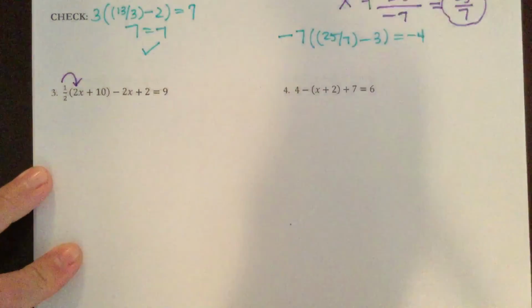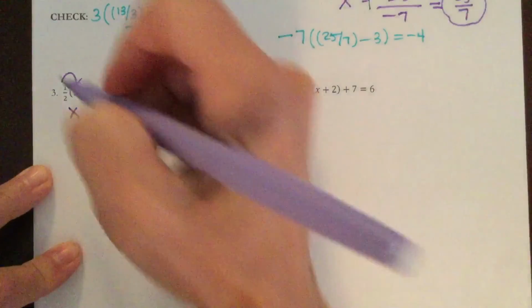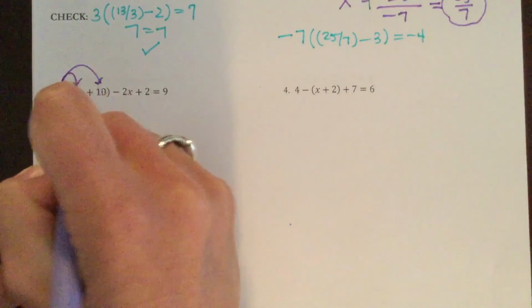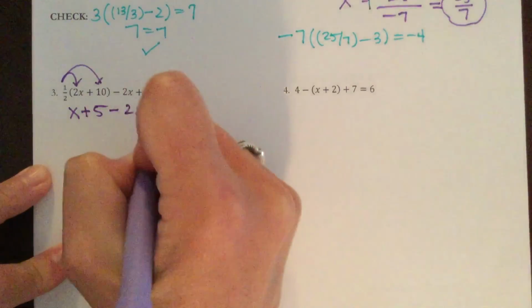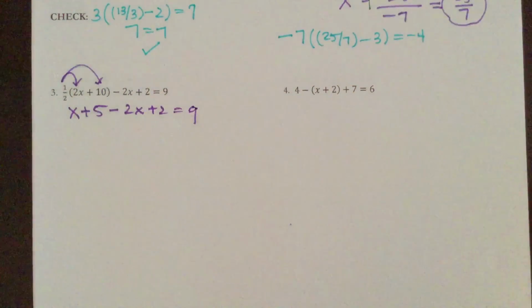1/2 gets distributed to 2x. Half of 2x is 1x. 1/2 is also going to get distributed to 10. Half of 10 is 5. Continue to write the remainder of your problem. Notice that when I distributed, that fraction went away.